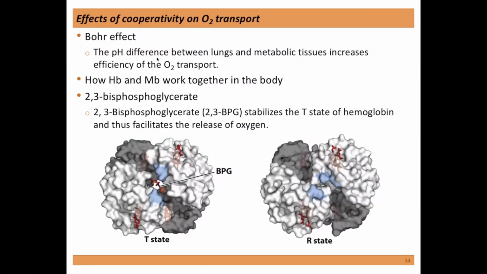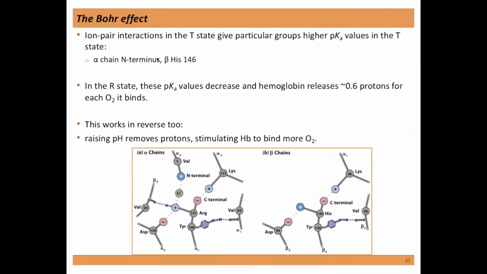Okay, so there's some other effects on the cooperativity of the O2 transport, and that is the Bohr effect. As I mentioned before, we want to talk about how hemoglobin and myoglobin work together in the body. And then there's an interesting molecule, 2,3-bisphosphoglycerate, that actually stabilizes the T state. So you should be able to predict what that does. If it stabilizes the T state, it actually has less affinity for oxygen. And it will help facilitate the release of oxygen because it's going to stabilize the T state, the one that has less affinity for oxygen.